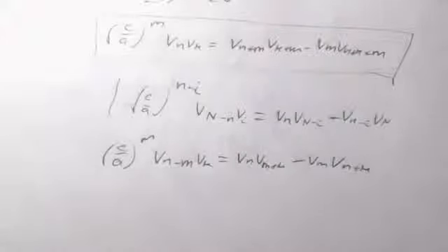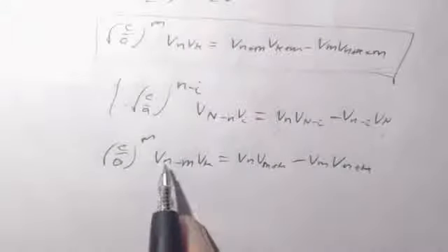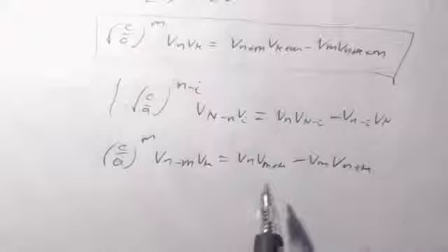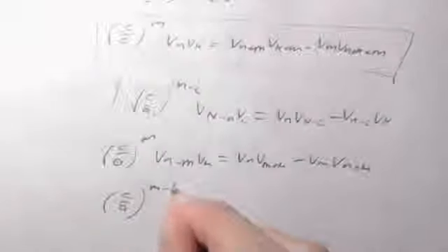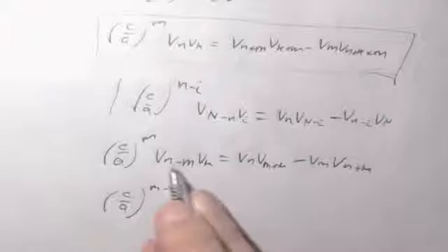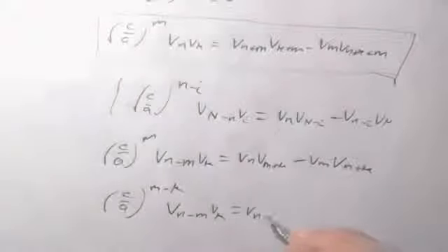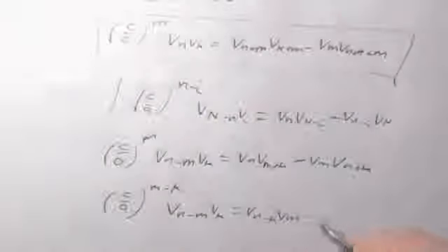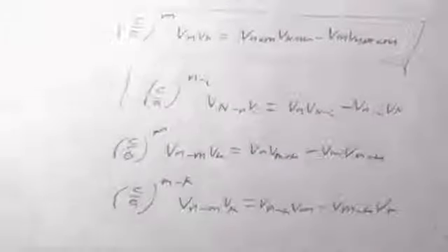But what I'm going to do to this equation now is replace both n and m. I'm going to reduce them both by k. So this will become c over a m to the n minus k. N minus m is still going to be n minus m. K stays the same. Vn minus k, vm minus vn minus k, vn.